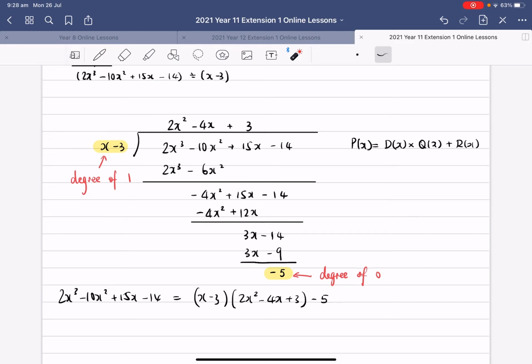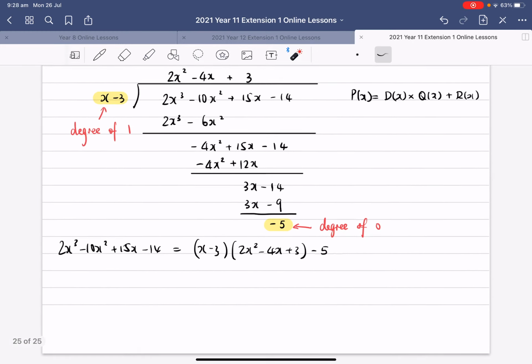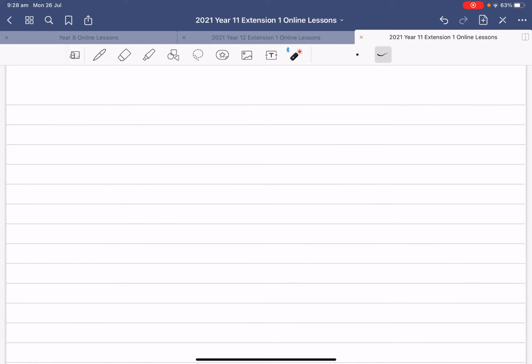Okay, so hopefully you understand this. All right, so that's example 1. Now I'd like to do another example, and this time I'm going to show you what happens when some terms are missing in the dividend. That's something I mentioned before. Probably some people are wondering, what does that mean? Okay, so let's have a look at this question here.